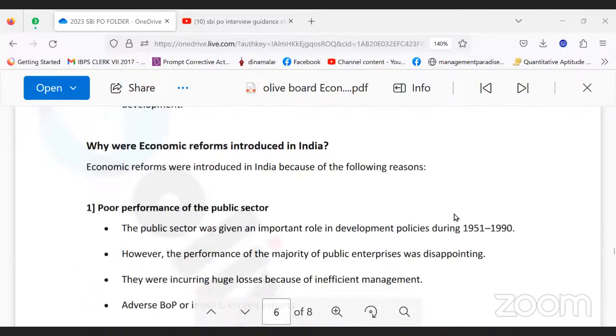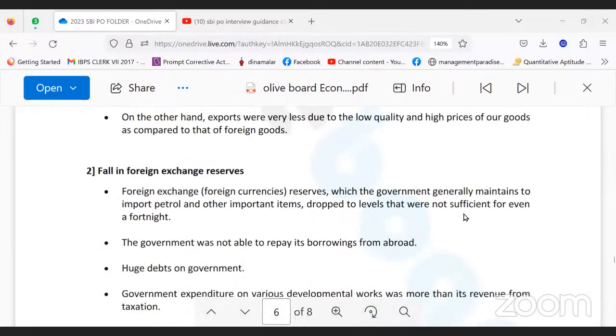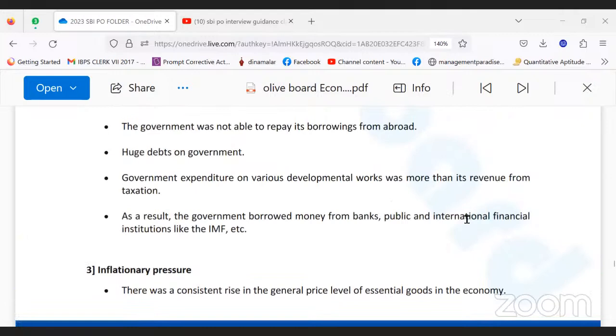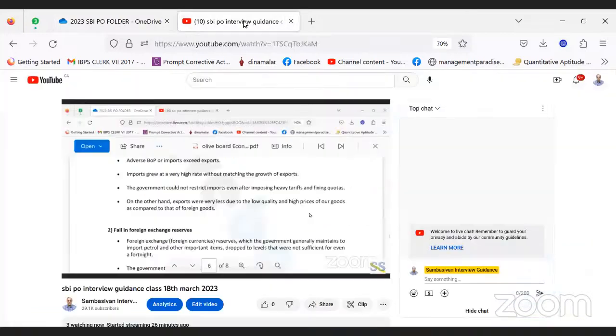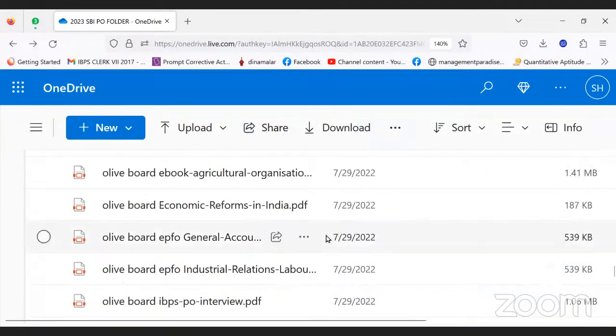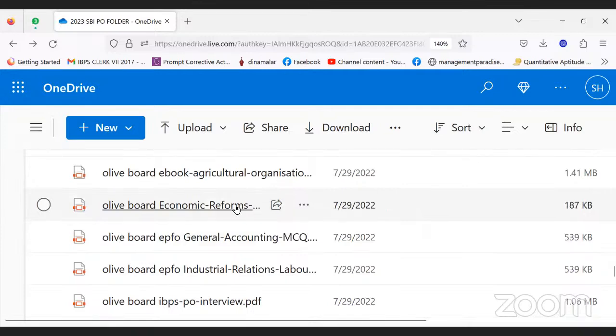The other points that are here, you can read afterwards. Why were economic reforms introduced? Poor performance in the public sector, fall in foreign exchange reserves, and inflationary pressure. On account of all this, they were introduced. Now, I brought in this point to answer a doubt of Anurag. Anurag, what was the doubt you were raising? Please tell me now. Sir, I was asking, which category does the Indian economy come under: market economy, state economy, or mixed economy? It's a mixed economy. Yes, sir. Mixed economy. We were reading this one only.